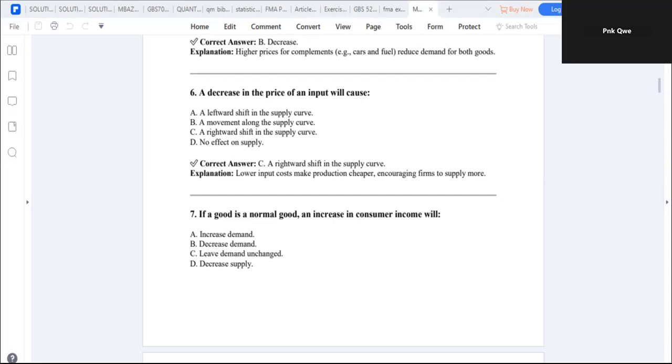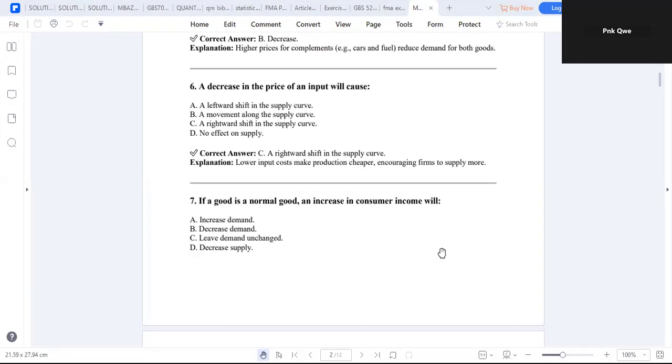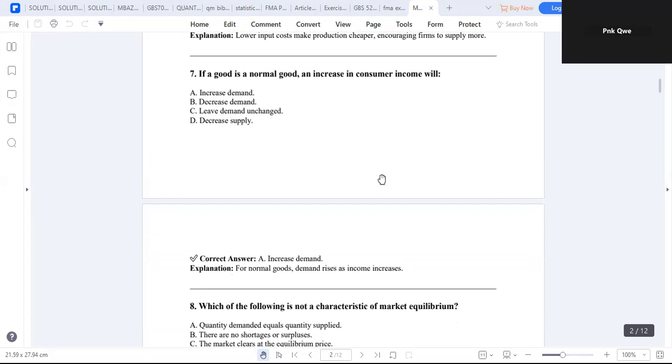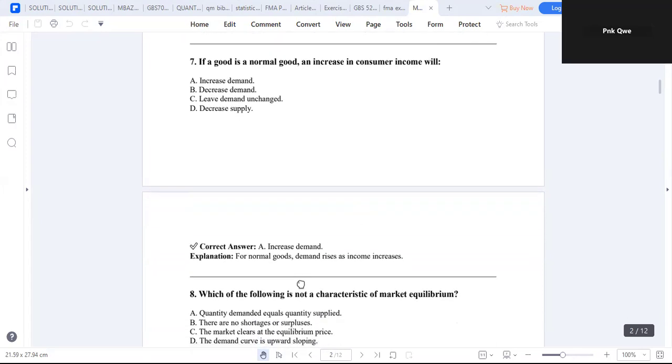So in our answer here, if a good is normal, an increase in income will result in what? Who wants to try? It will result in an increase in demand. So this is what happens for normal goods.